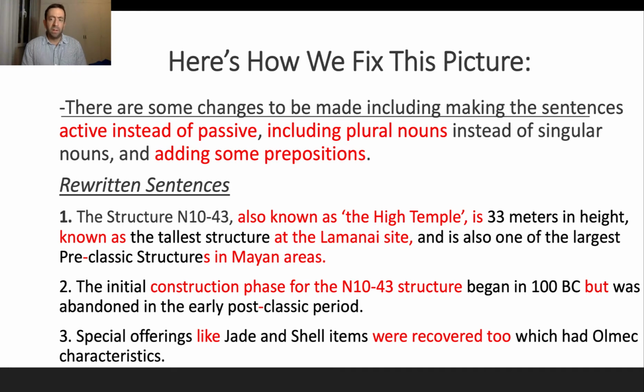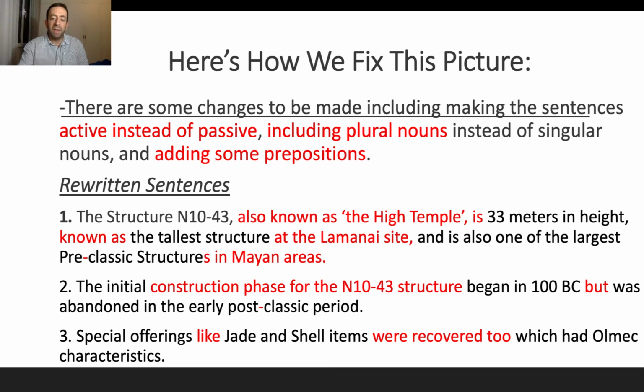For example, my focus in rewriting these sentences was to change them from the passive voice to the active voice. When you're making the description, passive voice is okay, but I think active voice is a better way to describe a historical event. Also, we had a lot of singular nouns instead of plural nouns, so you want to make the noun plural if you're describing more than one thing or person or place. And then I added a few prepositions and also a conjunction to make the sentences flow better. So here's how I rewrote the sentences.